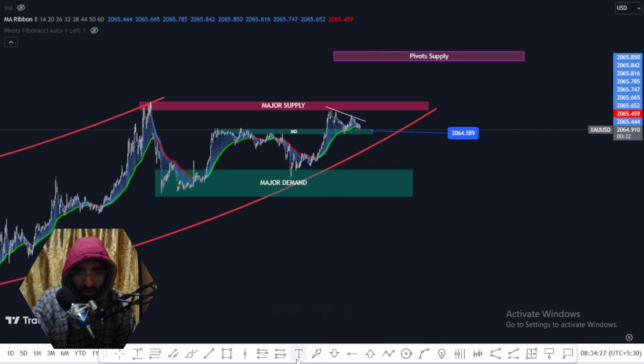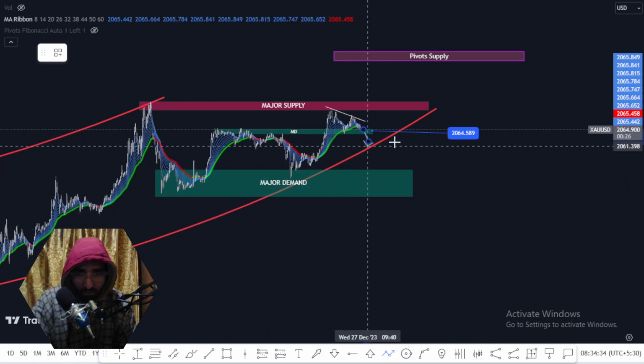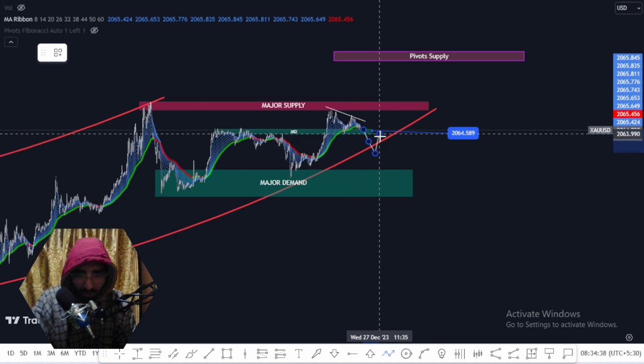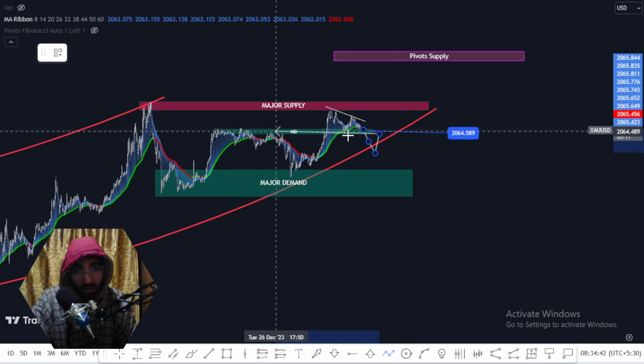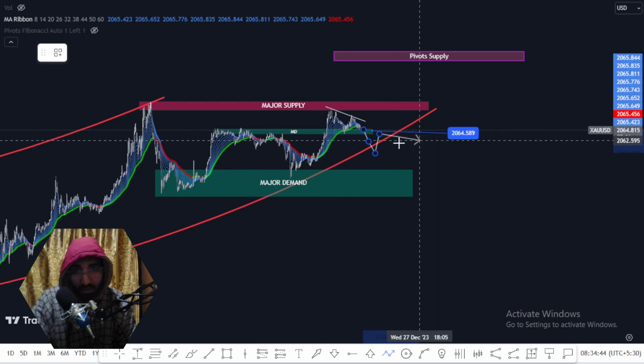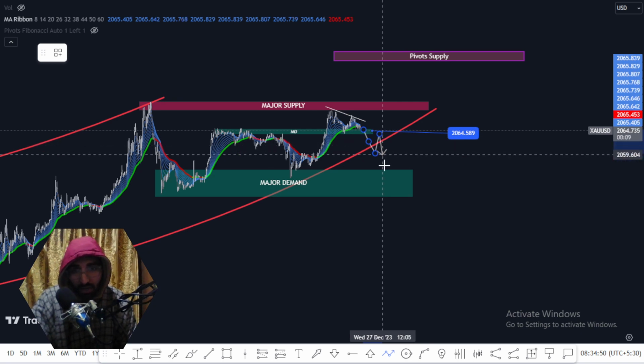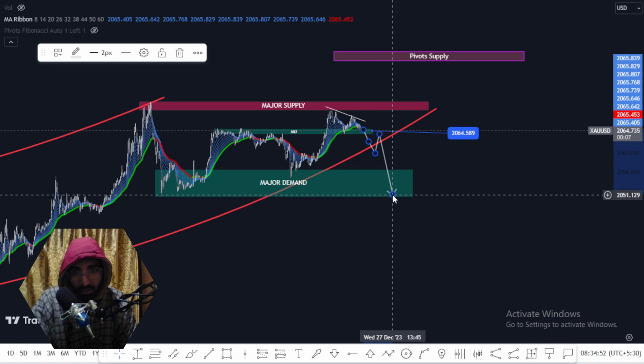If this level breaks out, wait for a little bit of pullback, because we have a support area here also. If the market gives a pullback, read the price action at the retesting level. If you see that sellers are getting activated, put your trades, and your target will be like this. This will be the first target.